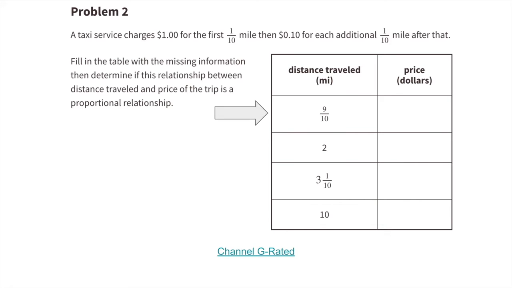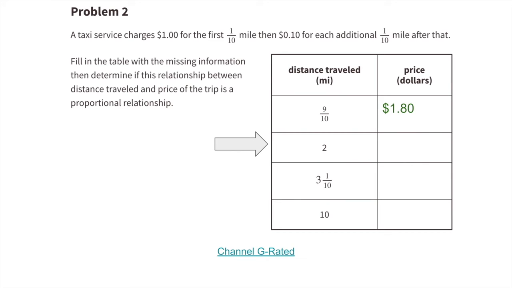When the distance traveled is 9/10 of a mile, that's the same as 1/10 plus 8/10. And that 1/10 could be considered $1 for the first 10th of a mile, and the 8/10 of a mile would be considered 8 dimes or 80 cents. So $1 plus 80 cents is $1.80. The taxi would charge $1.80 to go 9/10 of a mile.